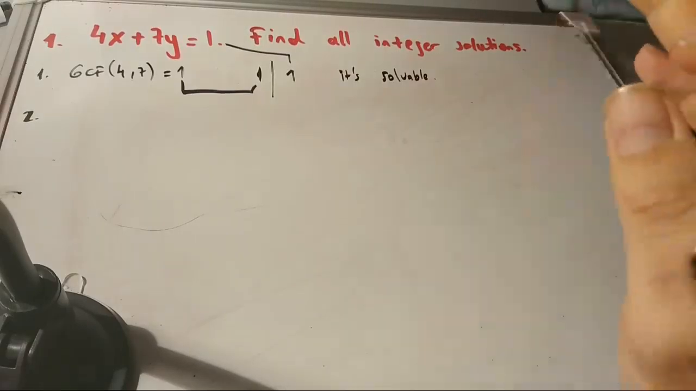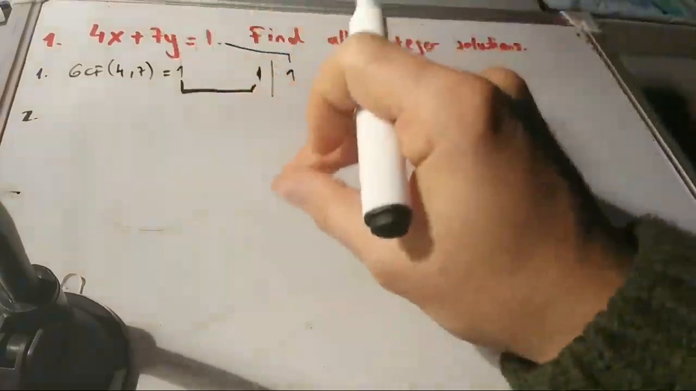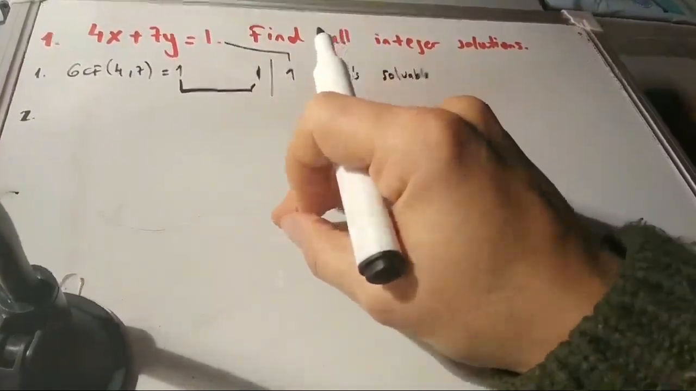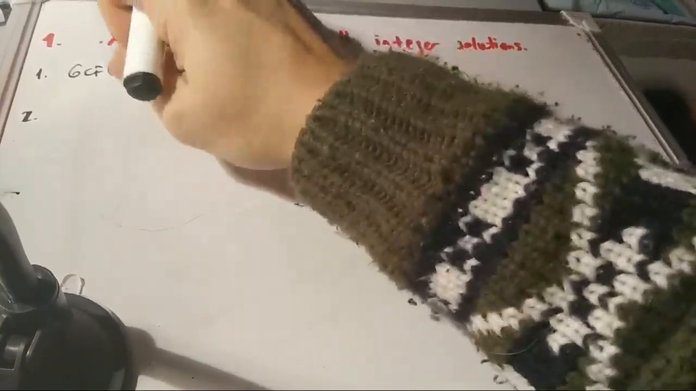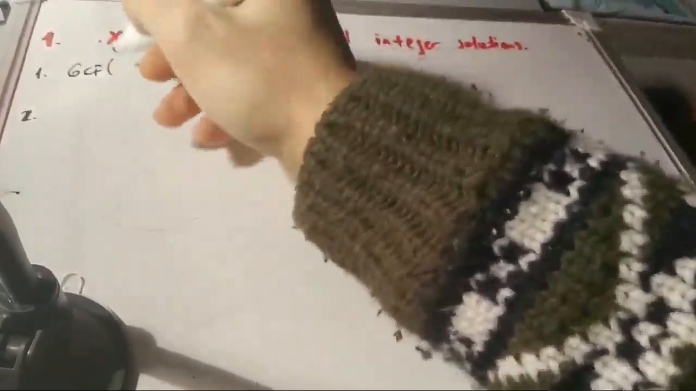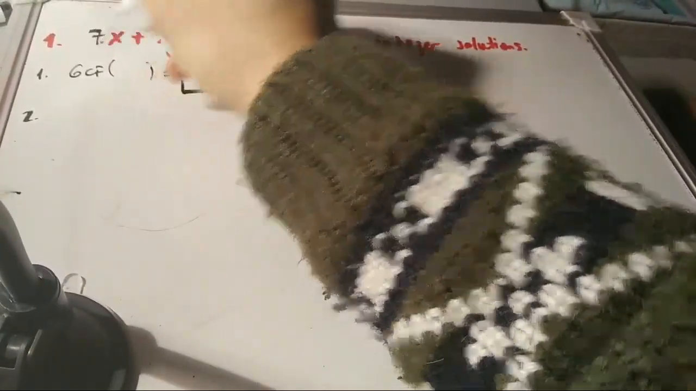By the way, sorry, instead of 4x and 7y, I have to write 7x and 13y. I'm sorry, it's my mistake. It's 7x and 13y.